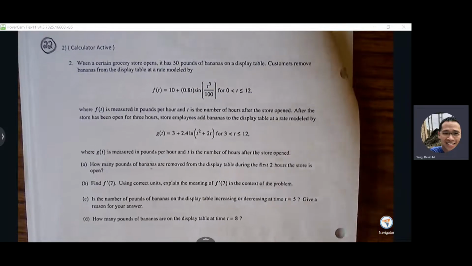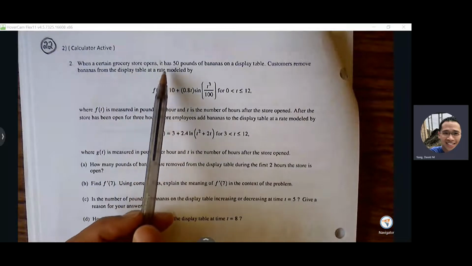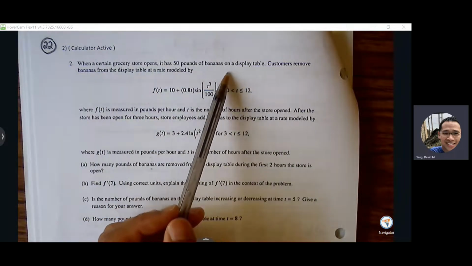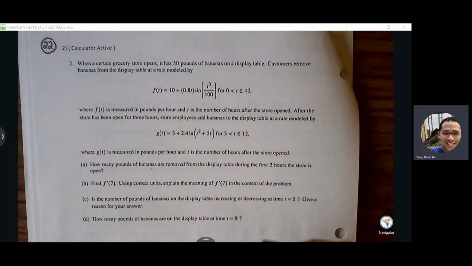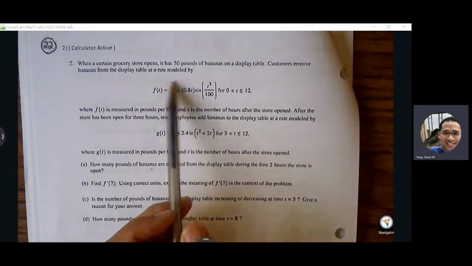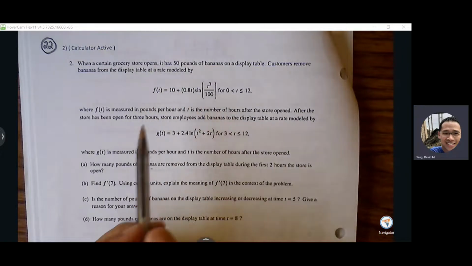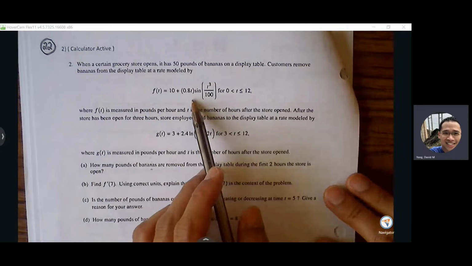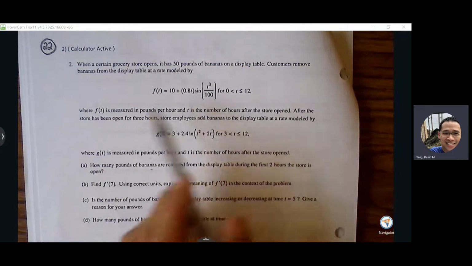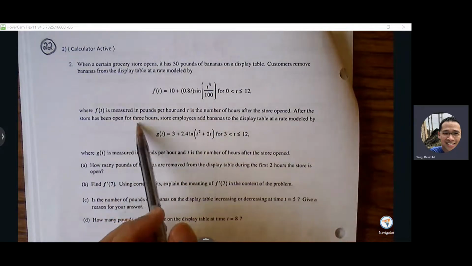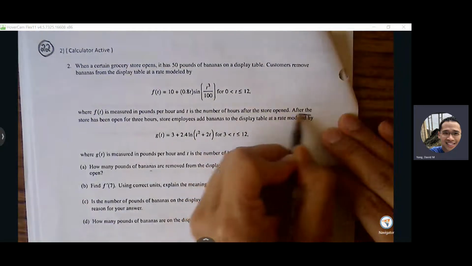Okay, number 2. When a certain grocery store opens, it has 50 pounds of bananas on a display table. Customers remove bananas from the display table at a rate modeled by f of t. So f of t is the rate at which bananas are being removed. This is a rate, not the number of pounds at any given time. After the store has been open for 3 hours, keep that in mind there.